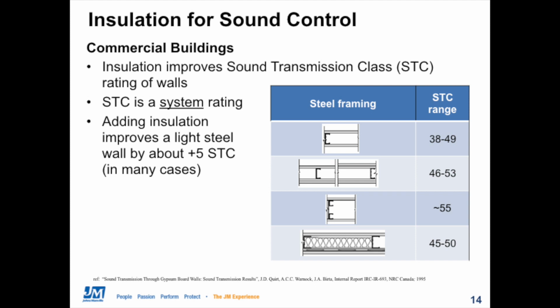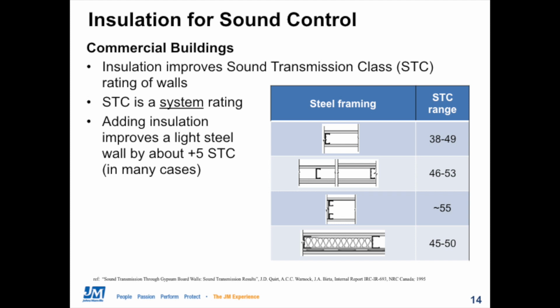We should really never see STC ratings advertised or published for just a piece of insulation or a piece of drywall, for example. The table on the slide shows some examples of STC ratings for various types of steel-framed walls that we might see in commercial buildings. So the STC rating range in each row includes a lower value that would be without insulation in the system, and higher values that would include insulation in between the framing. As we move down the table, we are adding either more layers of gypsum board or more layers of framing or resilient channels to get higher STC ratings.